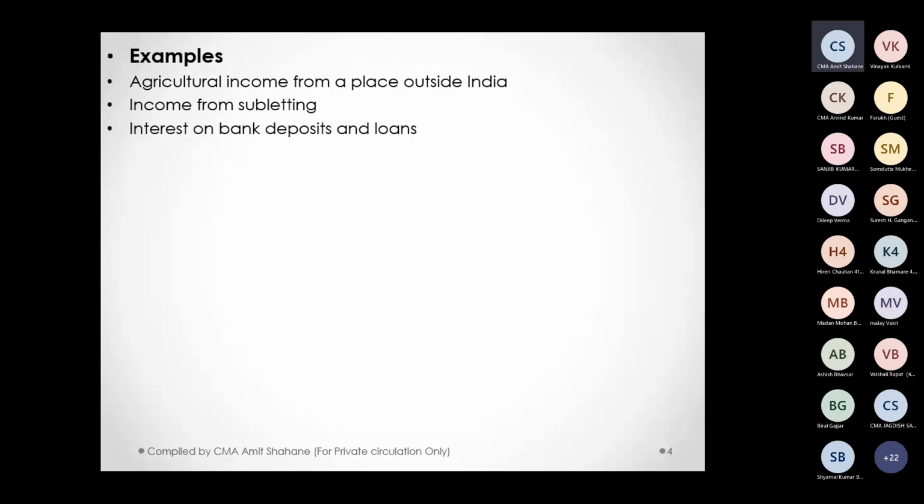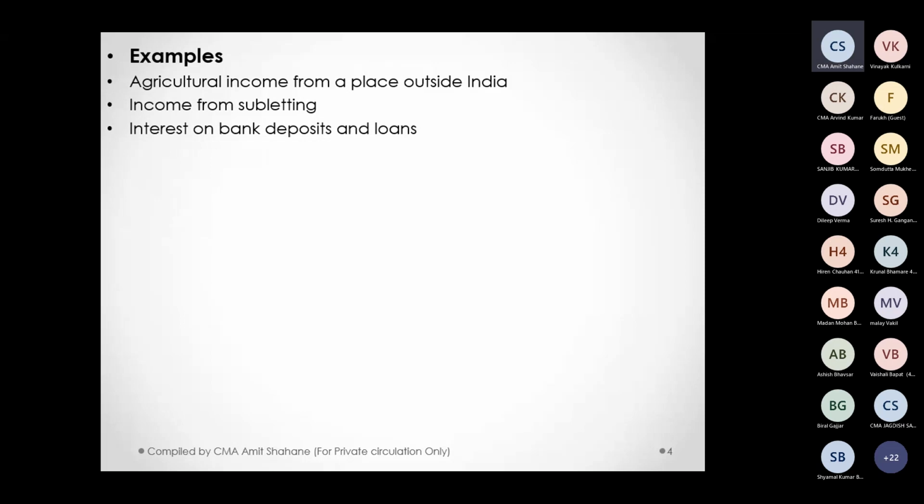Next point is interest on bank deposits and loans. Again, nothing much to discuss, but there are a couple of points which I would like to explain in detail. Bank deposits, like your fixed deposit, recurring deposit, or let's say the postal MIS and all that. But again, as I said, there has to be an income. Income should not be exempt, and it should not be chargeable under any other head.